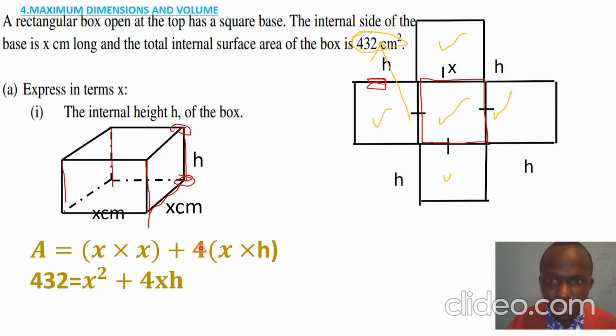We are multiplying by 4 because there are 4: 1, 2, 3, 4. We have 4 figures which are alike. So simplifying it further, we have been told that the total area is 432. Simplifying it further, you realize that the total area 432 is equal to x squared plus 4xh.